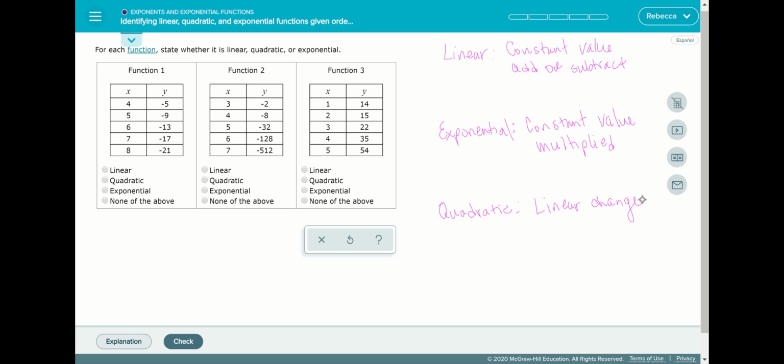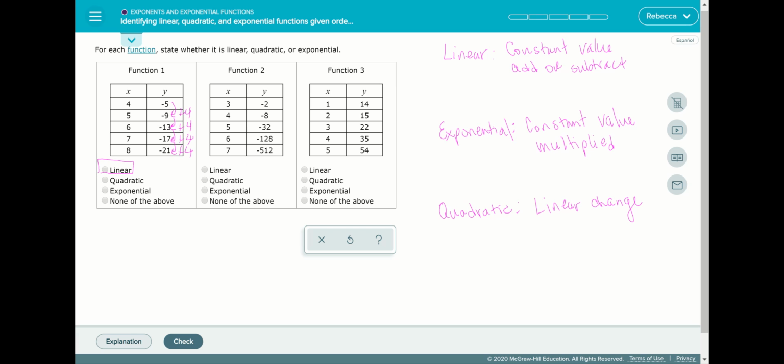So to start, we go to our y values and we see from -5 to -9, added 4. From -9 to -13, added 4. So we are on track. As long as it stays the same, and it does, they all add 4, that is a clue that that is a linear function. We'll move to function 2.